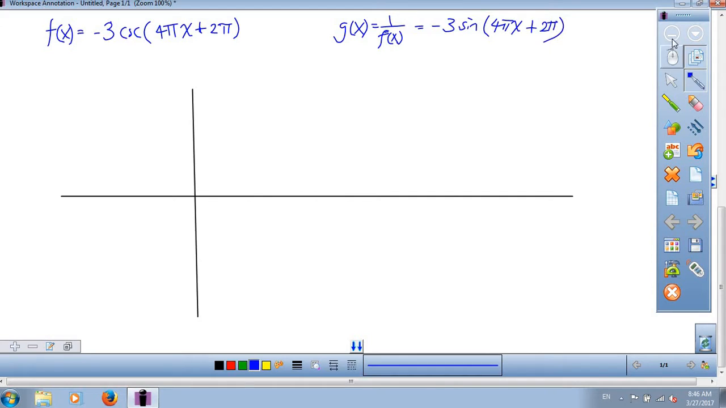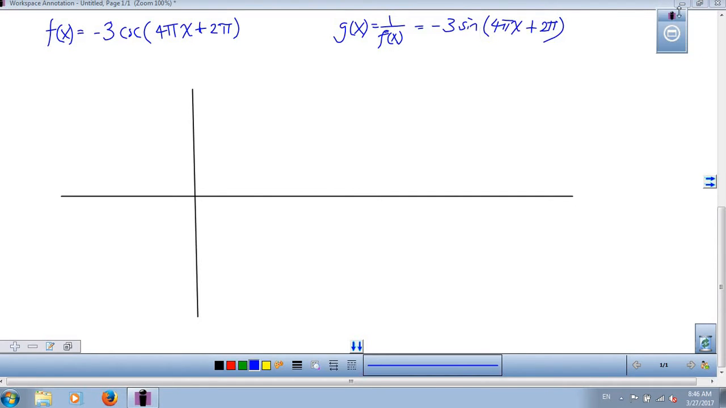Okay, now so again, let's go ahead and start from g of x, where we're going to be determining the amplitude. So of course the amplitude here is the absolute value of negative 3. It's going to be 3, and the period is going to be 2 pi over b, which is 4 pi, so that would be 1/2. So the period is going to be 1/2. Now the phase shift, okay, so let's go ahead and put it over here.